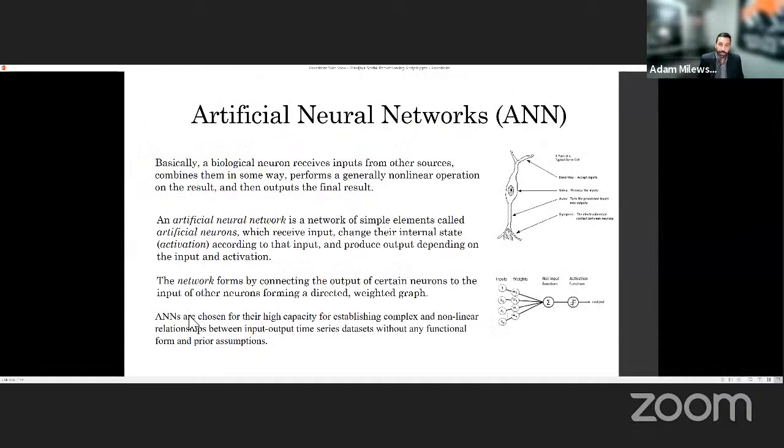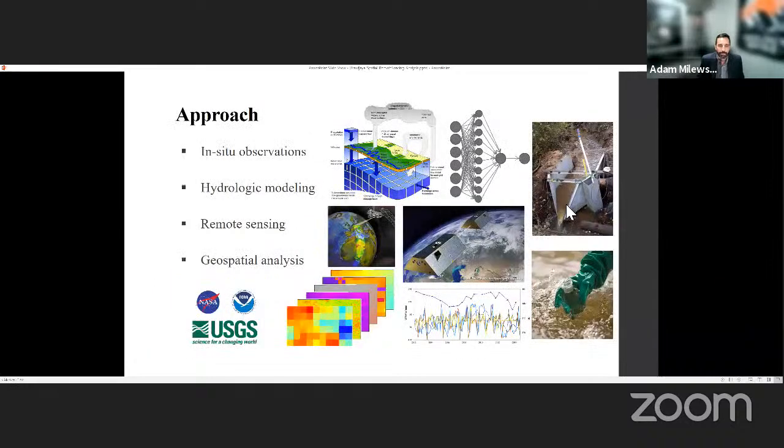We choose neural networks. There are other ones. One of the reasons we like neural networks is because they have a high capacity for establishing complex and non-linear relationships. So if you have more non-linear relationships, this is one machine learning technique that fits very well. What I'm going to show you is an example where we take in situ observations, our models, some remote sensing, some other geospatial analysis, and we create a machine learning neural network.